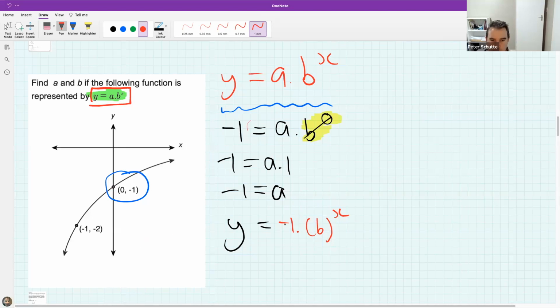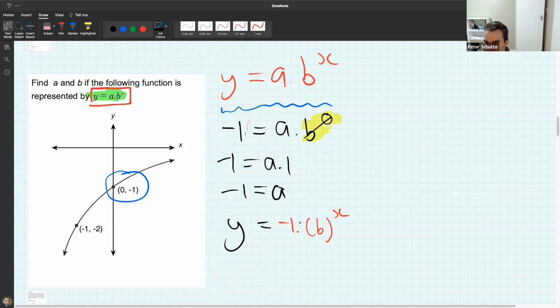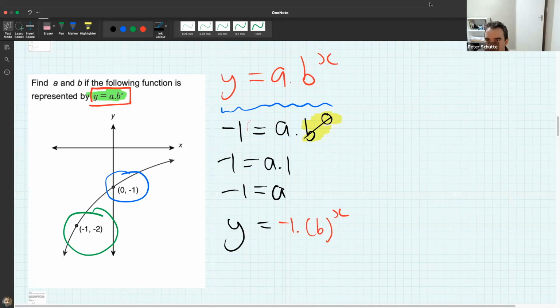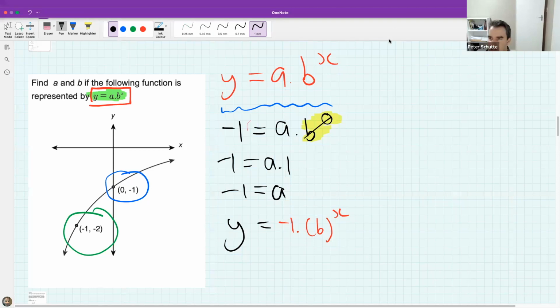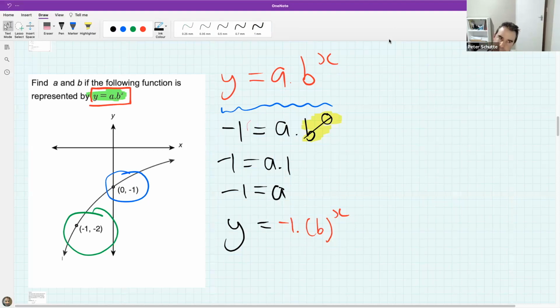Who thinks they can help me figure out what, I know what A is, but now I need to figure out what B is. Naomi said use the other point. Naomi, I think that's a fantastic suggestion, because we know that's the main way that we figure variables out, really. So I'll wait a bit and see who has an answer for me on that one. What value are you getting for B?